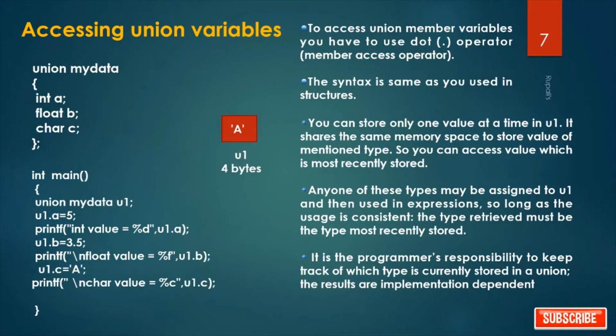Any one of these types may be assigned to E1 and then used in an expression. So long as the usage is consistent, the type retrieved must be the type most recently stored. It is the programmer's responsibility to keep track of which type is currently stored in a union. Otherwise, the results are implementation dependent.